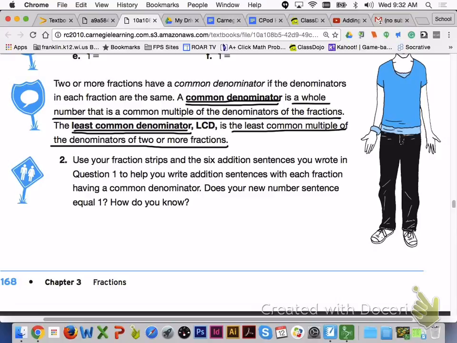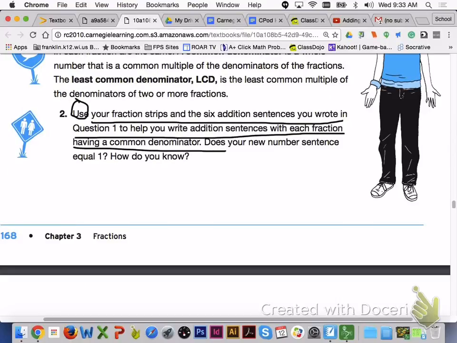Two or more fractions have a common denominator if the denominators in each fraction are the same. A common denominator is a whole number that is a common multiple of the denominators of the fractions. The least common denominator, or LCD, is the least common multiple of the denominators of two or more fractions. Answer number 2, letters A through F, with your group members.